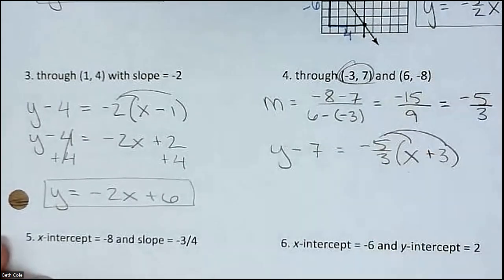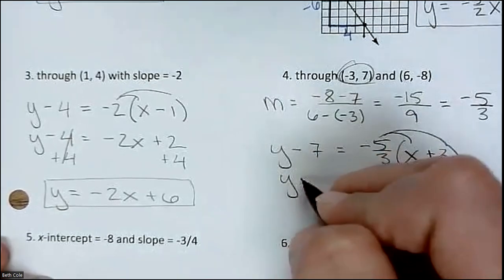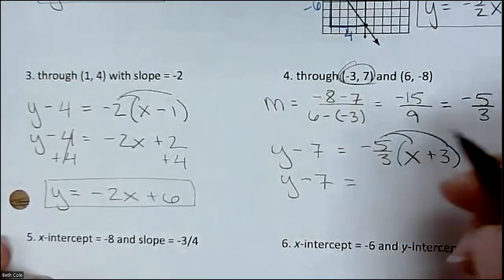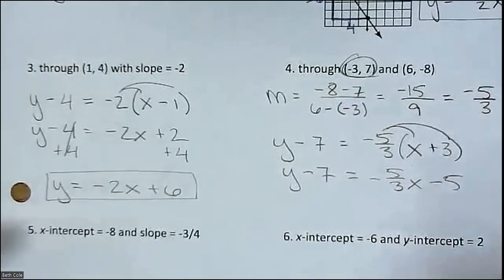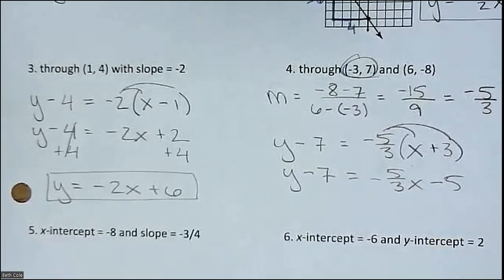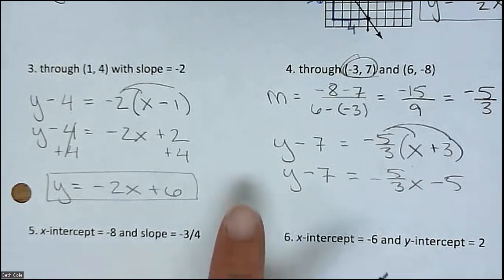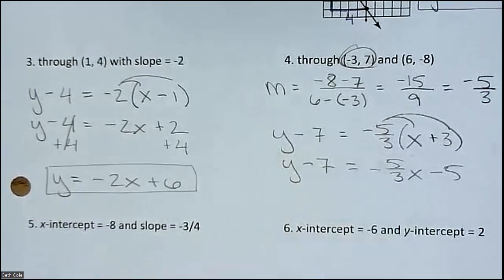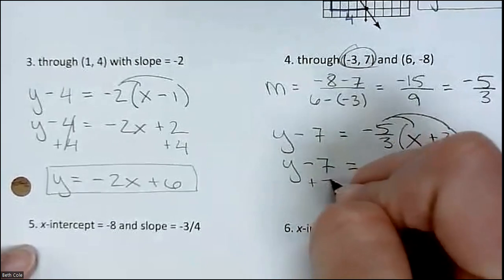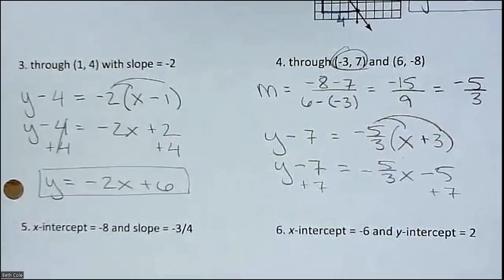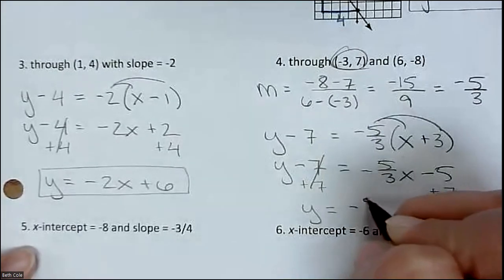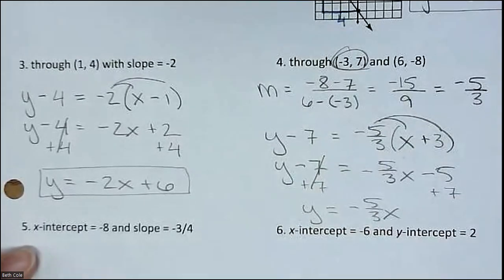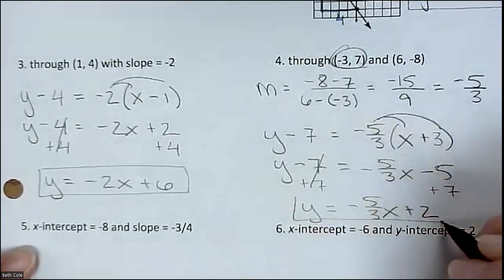All right, so now we're going to distribute this. I realize it's a fraction and that's scary. I'm going to just be your calculator for right now. If you distribute that, it'll be -5/3 x minus 5. When you multiply these, the 3's will just cancel. So it'll just be -5. And then what's your last step to get y alone? Add 7. Good. You guys are doing a good job paying attention. It's awesome. So your final answer, y equals -5/3 x plus 2. Beautiful.